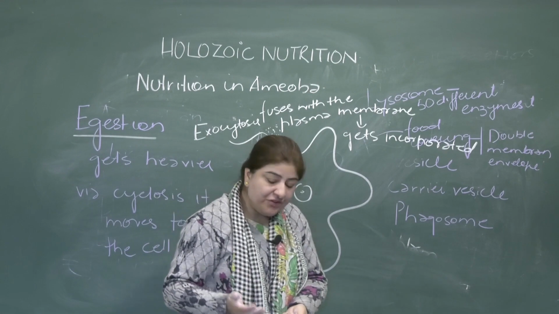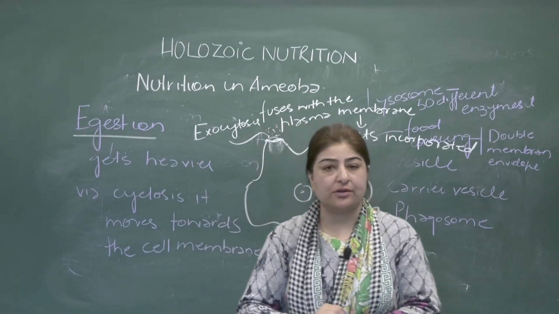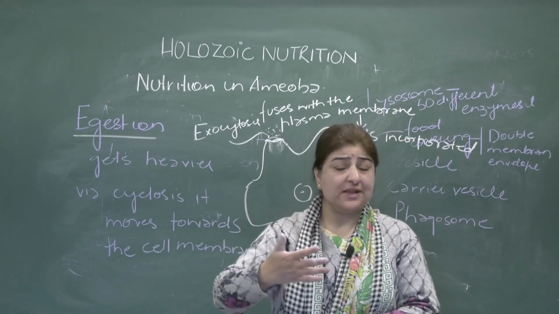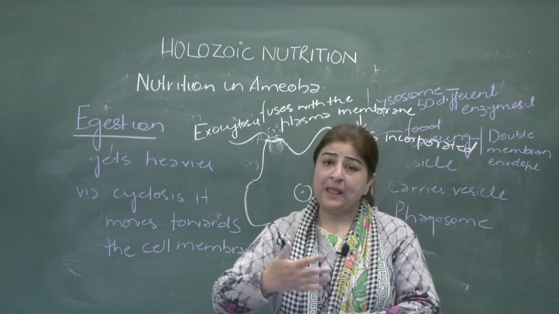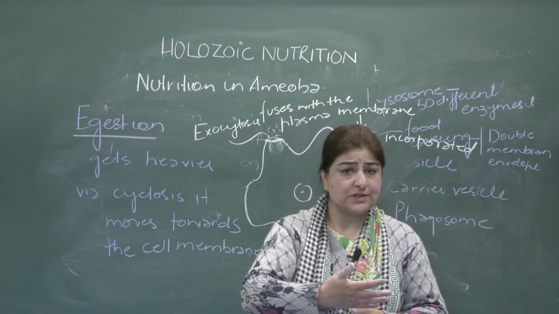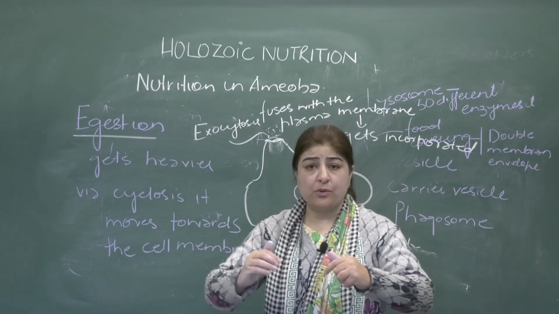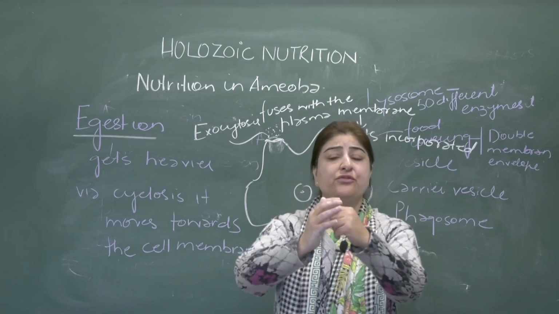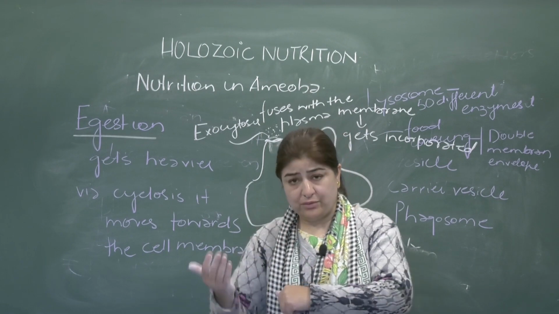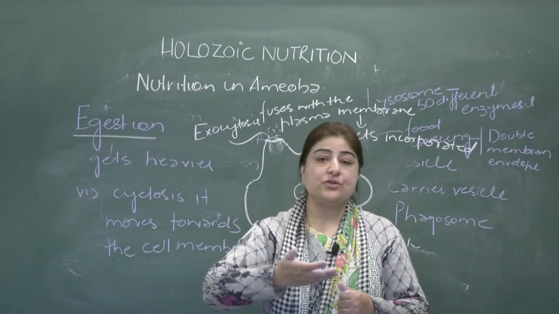So once again, if we try to summarize the process of Holozoic nutrition in the amoeba, we might sum it up in 5 steps. The first step is ingestion, where the amoeba locates its food and moves towards it with the help of chemotaxis. With the formation of pseudopodia, it encircles the food and takes it inside the plasma membrane with the help of the process termed endocytosis.